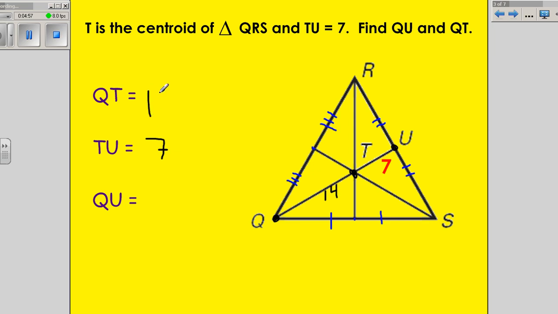Then what we can say is altogether, QU, the entire segment, that median would have to be the whole. And we can just add those parts together, and we know that QU is going to be 21. Now going back to our theorem that we had just talked about, we can see that TU is going to be 1/3 of the median, which is 21, and we can see that QT is 2/3 of the median, which is 21. And that's how that theorem looks when we apply it to a problem.